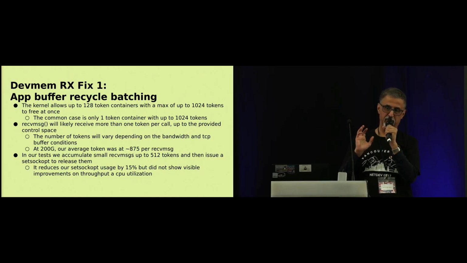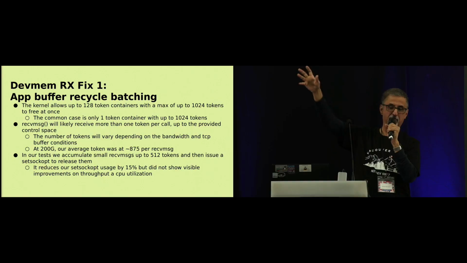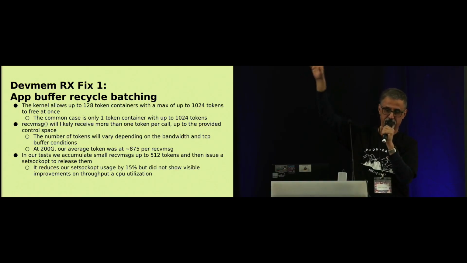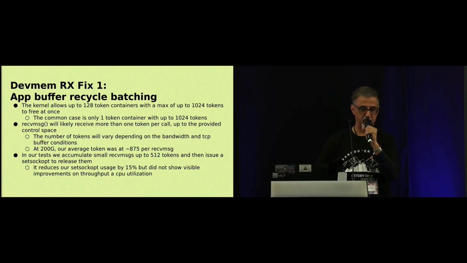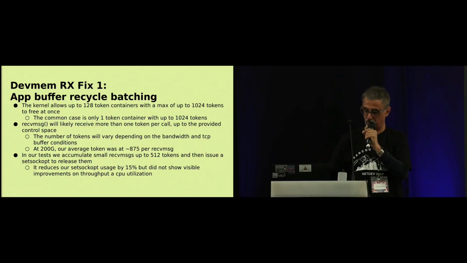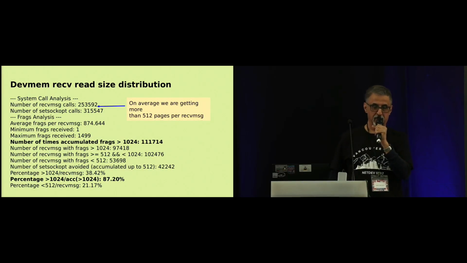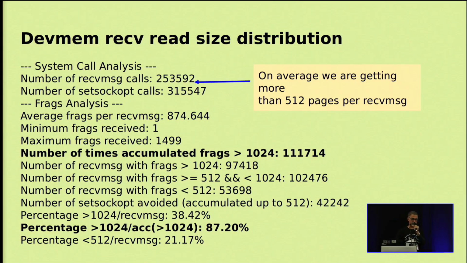And on average, in our runs with devmem, we saw about 875 tokens coming up on receive message. If you round that up to 1,000, that's about 4 megabytes at a time when you do receive message, right? So our change to the app is to wait until we receive 512 or more. If the receive message gives us 875, then we'll recycle the whole 875. There are occasions where we get over 1,000, but we will send all of them back as long as it doesn't exceed the maximum number. And we did see that the setSockOpt count went down. So we ended up adding statistics in the app, so you can see how many received messages we got.